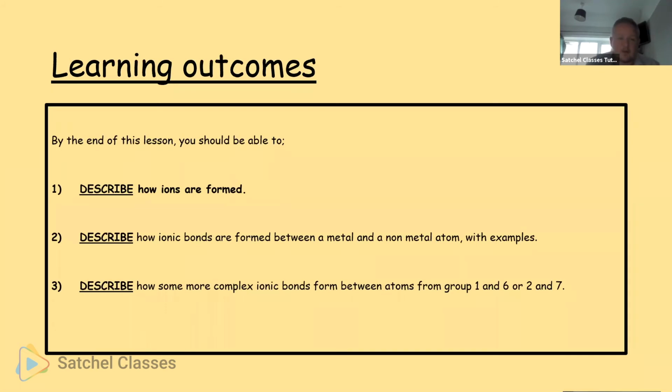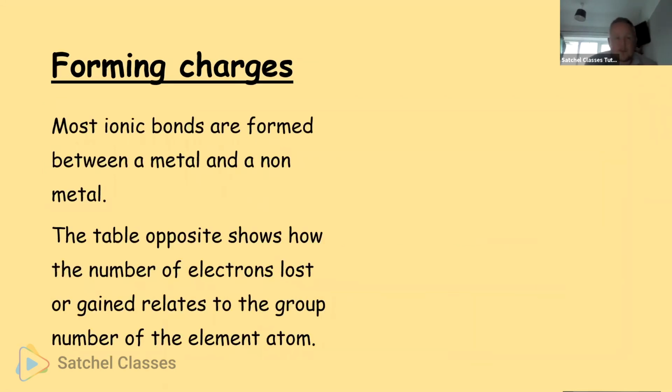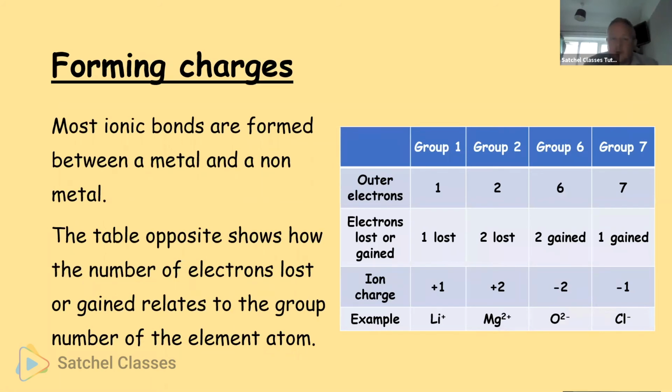Final outcome, describe how some more complex ionic bonds form between atoms from group 1 and 6 or 2 and 7. So most ionic bonds are formed between metal and non-metal, and the table I'm going to show you in a minute shows how the number of electrons lost or gained relates to the group number of the element atom. It's another way of remembering it in an exam. If you've got a group 1 metal, it has always got one electron in its outer shell, which means it will always lose one because it only has one in its outer shell.